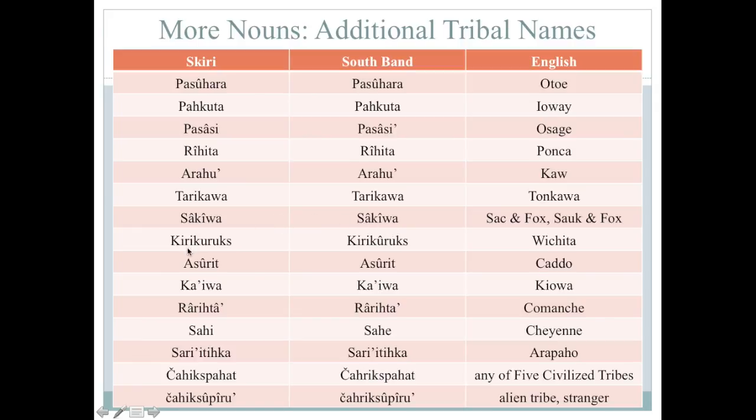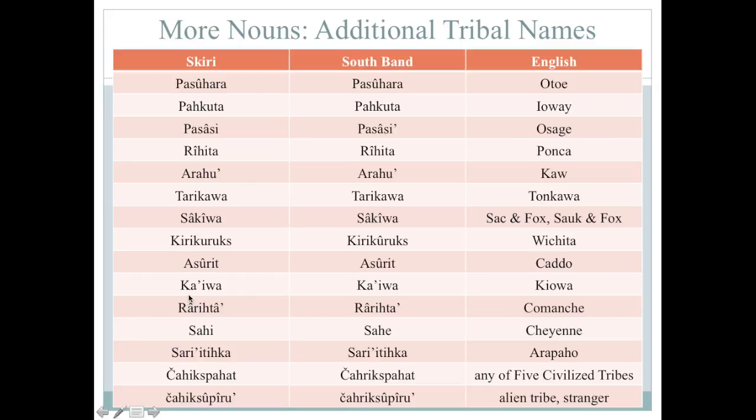Next tribe, Kirikuruks. South Band, Kirikuruks, is the Wichita tribe, meaning bear eyes. This first part, eyes. This next part, bear. That's what we call the Wichita people, Kirikuruks. Next tribe, we have Asudit. South Band is the same. Asudit, meaning Caddo.